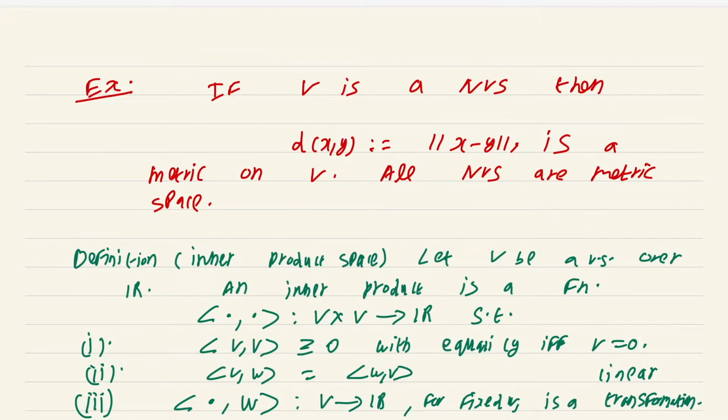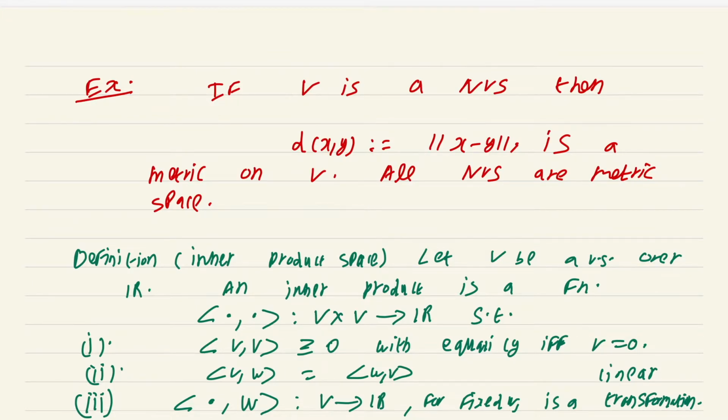Needless to say, combining 3 and 2, we see that there is nothing special about fixing the second slot. You might as well fix the first slot. You will still get a linear transformation. An inner product space is nothing but a vector space along with an inner product, like so.